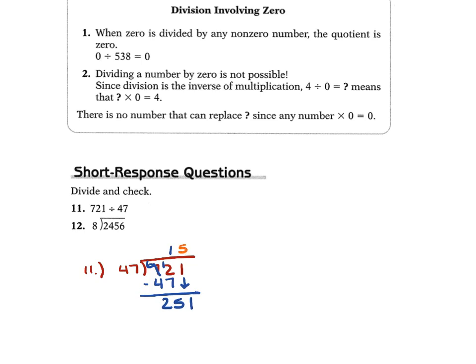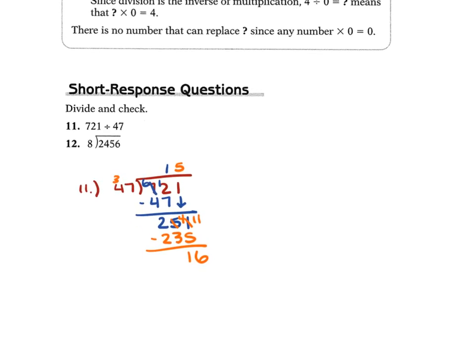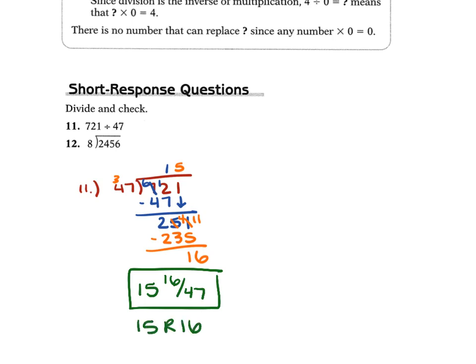So if I put my 5 over my 1 and I multiply, 5 times 7 is 35, carry the 3. 5 times 4 is 20, plus 3 is 23. That number is less than the number on top of it, so we can subtract these two. The 1's going to become an 11, making the 5 a 4. So 11 minus 5 is 6. 4 minus 3 is 1. So that's 16. With this, we are going to have an answer of 15 and 16 over 47. You could also give 15 remainder 16.